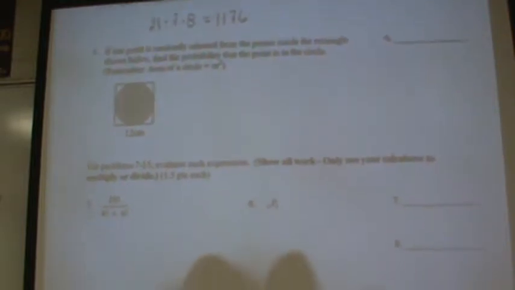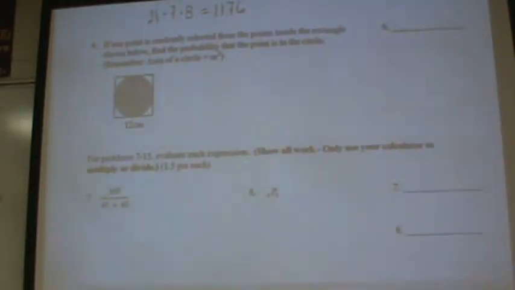Number 6. If one point is randomly selected from the points inside the rectangle shown below, find the probability that the point is in the circle. So this is our geometric probability again. And we need to remember that the area of a circle is pi r squared.